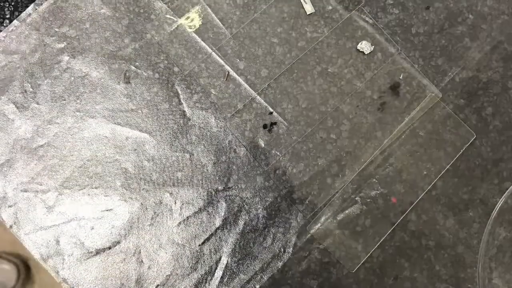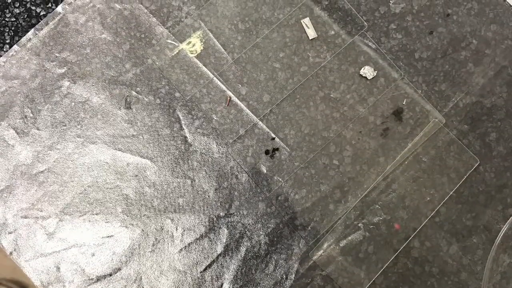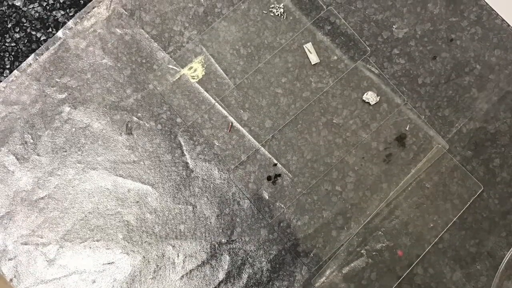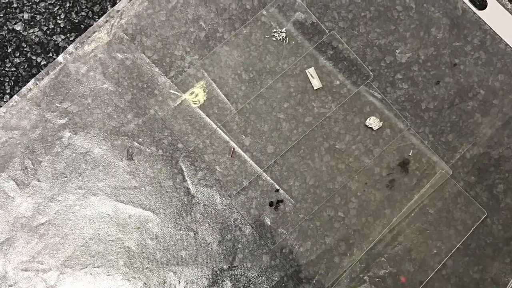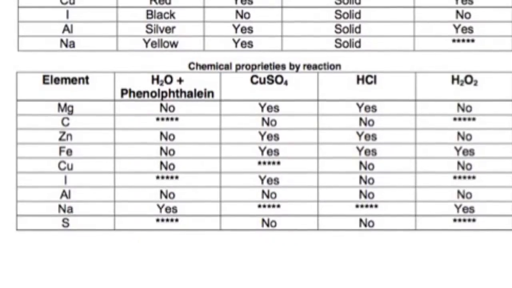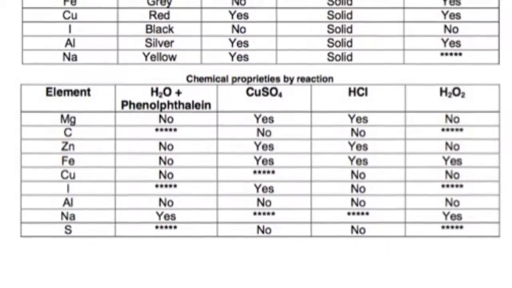From the physical properties, we could notice that the zinc, iron, magnesium, copper, and aluminum have conductivity, and they share the same color. From the chemical properties by reaction, we put elements into different substances, and we could observe how they react, and we obtain the chart.